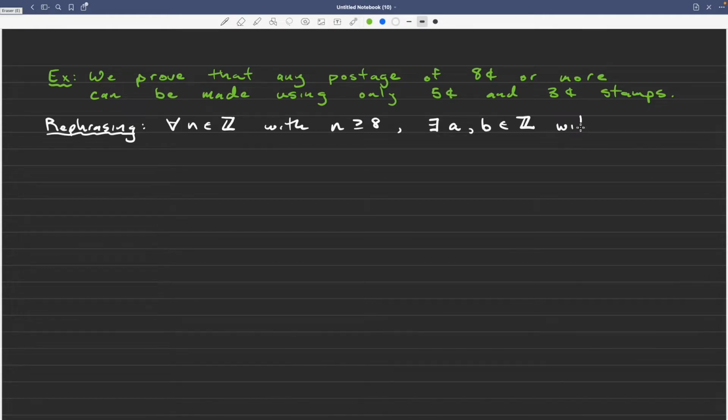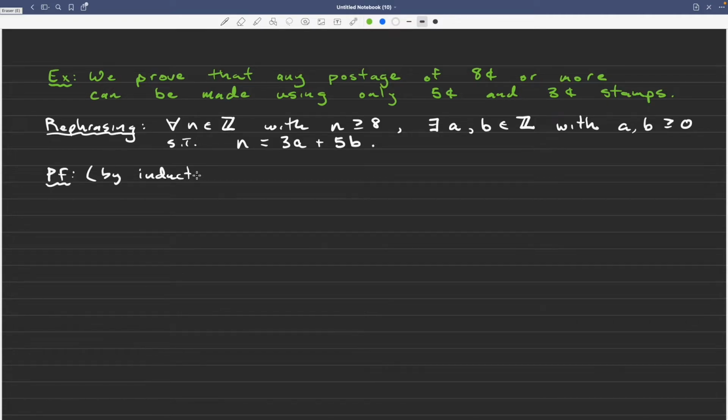Now we can't have a negative number of stamps. I suppose we could get away with using 0 5 cent stamps sometimes, or 0 3 cent stamps. So let's specify that A and B are greater than or equal to 0, such that our amount of postage, which we're calling n, can be written as 3 times the number of 3 cent stamps plus 5 times the number of 5 cent stamps. So now that we have a more mathematical expression for what we want to prove, we're going to use strong induction to prove it.